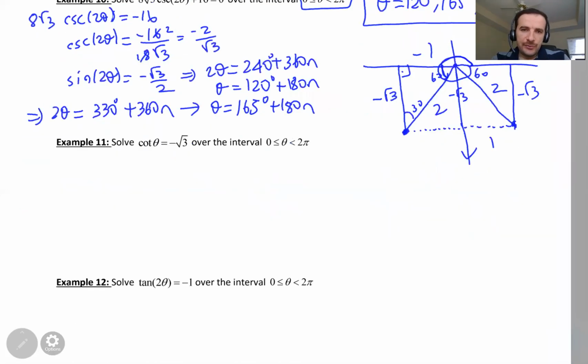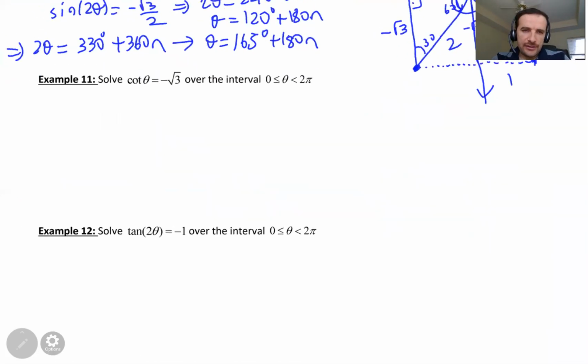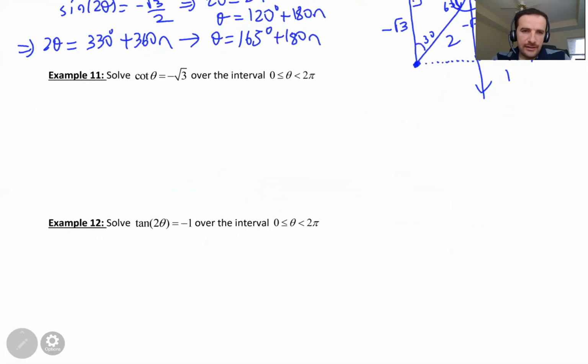All right, let's move to the next example. Cotangent theta equals -√3 over the interval 0 to 2 pi. Okay, cotangent is -√3.